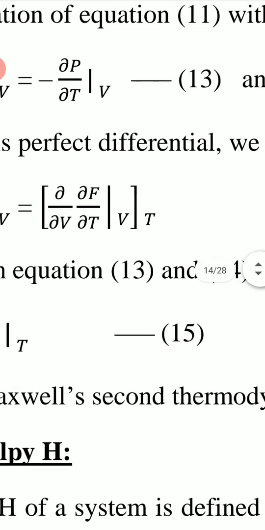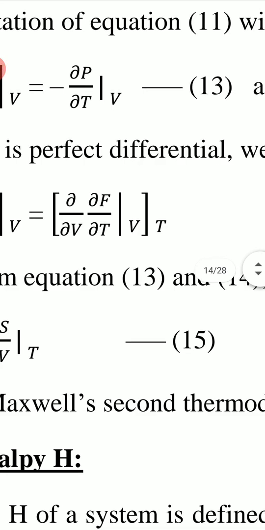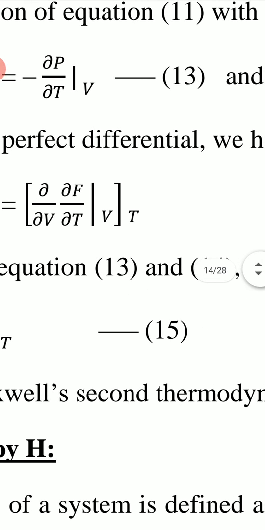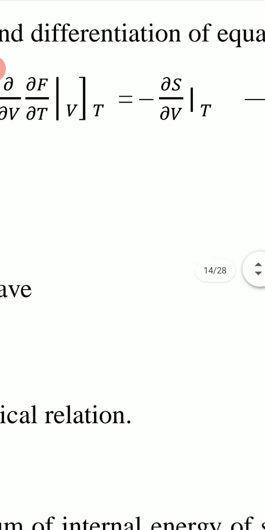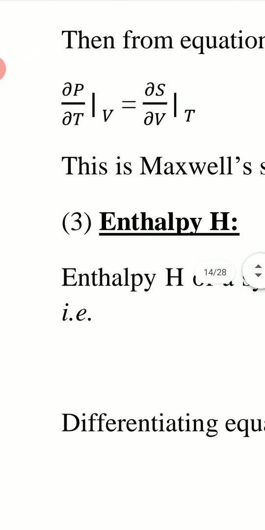and in these two equations the left hand side will be the same because dF is a perfect differential. So the left hand side of these two equations 13 and 14 will be the same, that is delta upon delta T, delta F upon delta V is equal to delta upon delta V, delta F upon delta T. So the right hand side will also be the same. This is the right hand side of equation 13. It will be equal to this right hand side of equation 14, and this gives Maxwell's second thermodynamic relation, which is delta P upon delta T at constant V equal to delta S upon delta V at constant T.